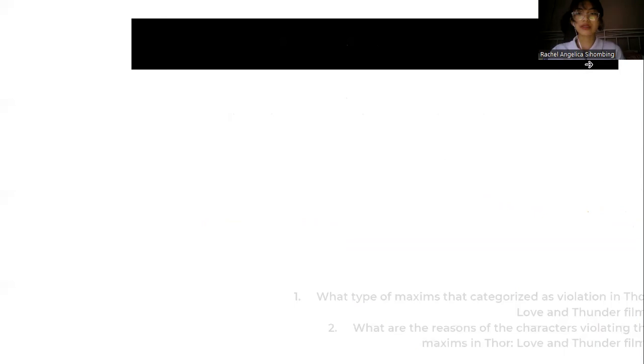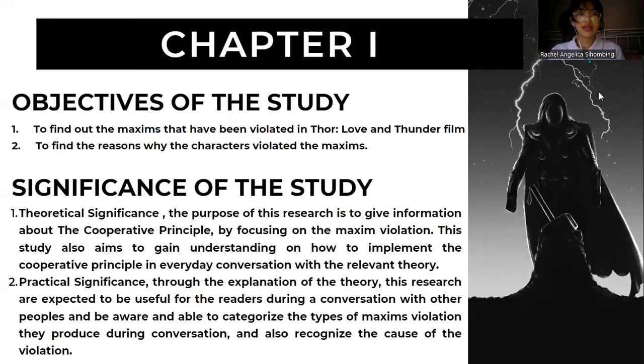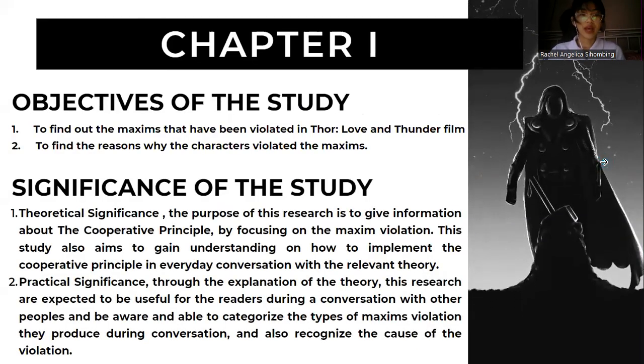Okay, next are the objectives of the study. There are 2 objectives. The first one is to find out the maxims that have been violated by the characters in Thor: Love and Thunder film, from the dialogue between the characters. And the second one is to find the reasons why the characters violated the maxims in the film.